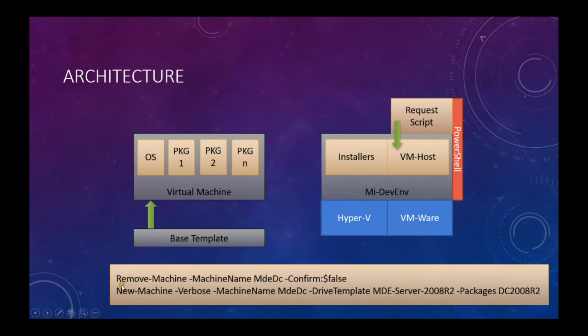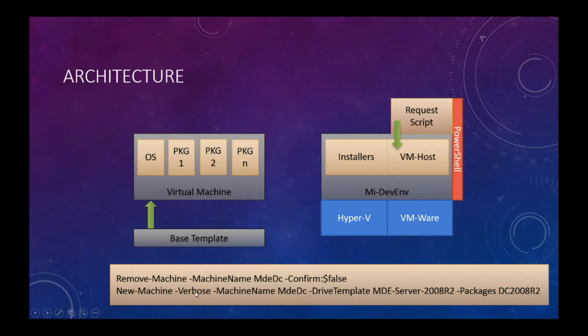So here's a couple of lines from the test script which is published with Mi-DevEnv. That test script you can have a look at a little bit later on. But simply these two lines, the first removes the machine if it exists, and the machine in this case is called MDEDC, that's Mi-DevEnv domain controller, as a test VM. I say confirm false, so I don't want any interaction, I don't want it to ask me are you sure. I'm saying yep, tear the machine down if it exists, then create the machine.